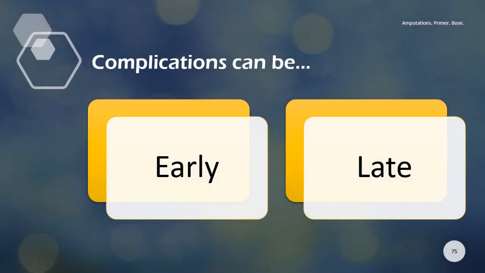Complications in amputations can be grossly separated into early versus late phases. Early complications are soon after surgery and can happen in days or weeks after the surgery. Late complications can be weeks to months or even years after surgery. Let's take a look at each one of these.